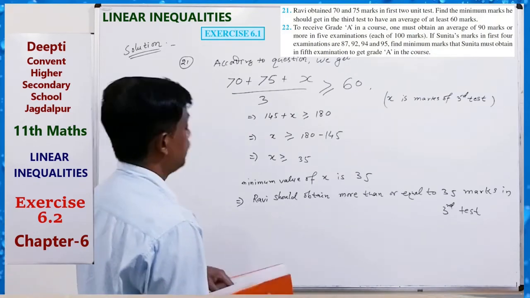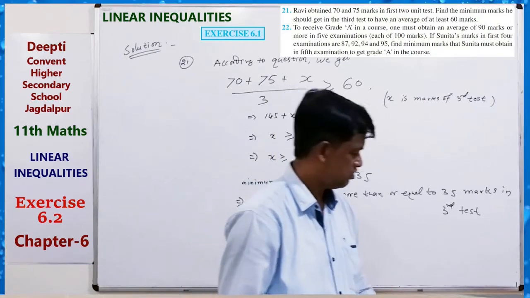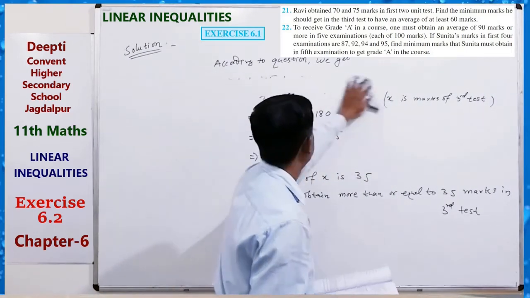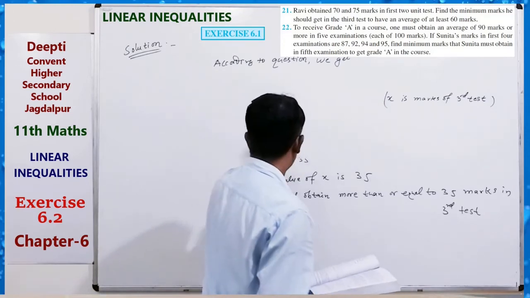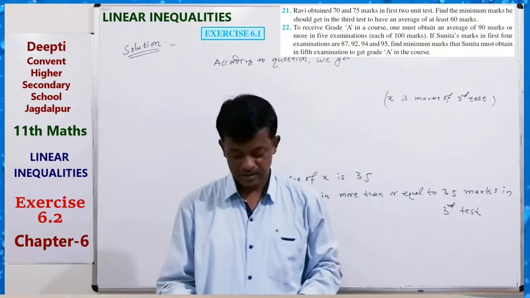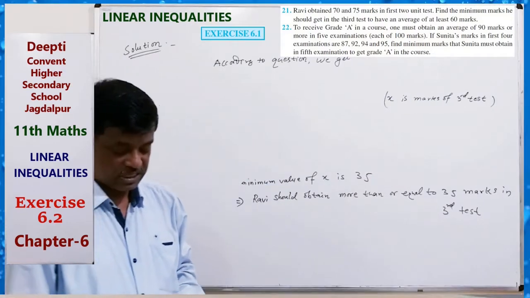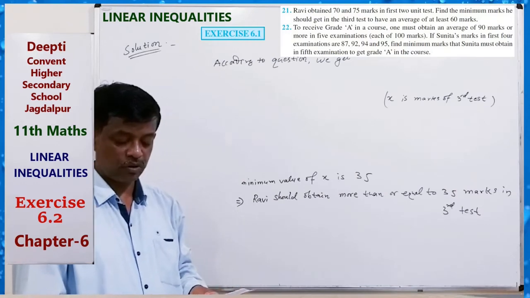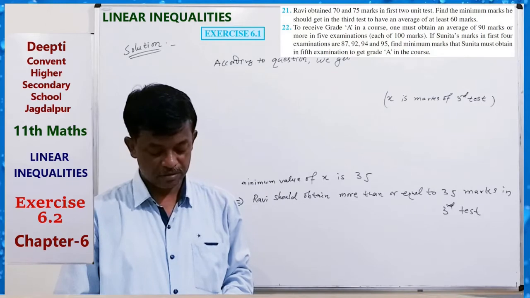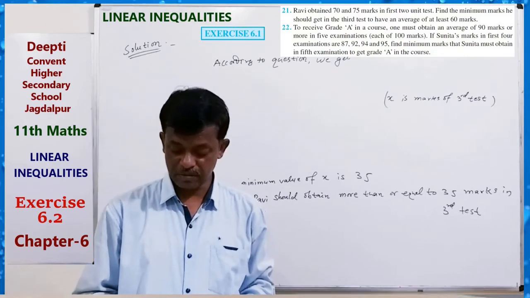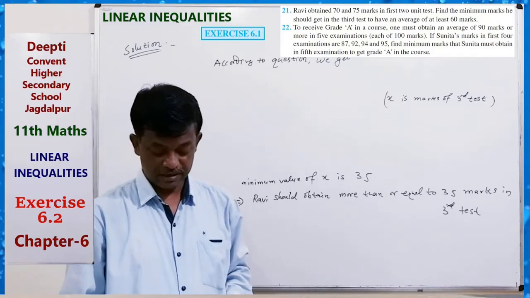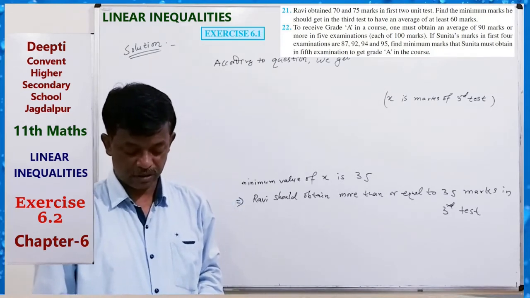Now, you can solve all the remaining questions using this type of technique. To receive grade A in a course, one must obtain an average of 90 marks or more in 5 examinations. 90 marks or more, that means greater than or equal to 90, and each exam is of 100 marks.